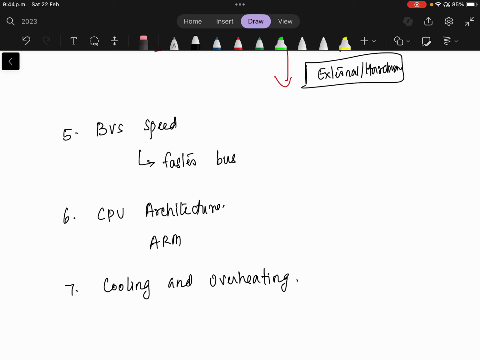So learn all of these. These are very important. CPU speed isn't just about the clock speed. It depends on all these multiple factors working together.